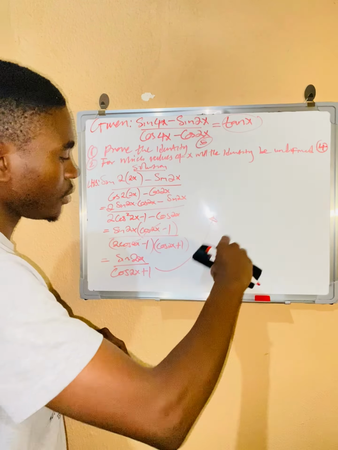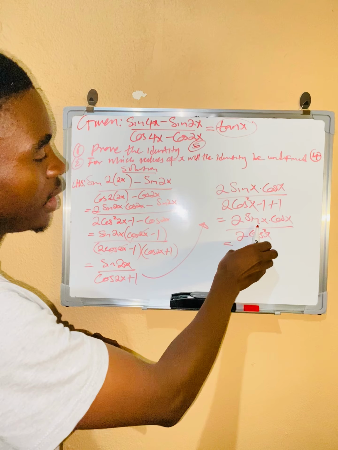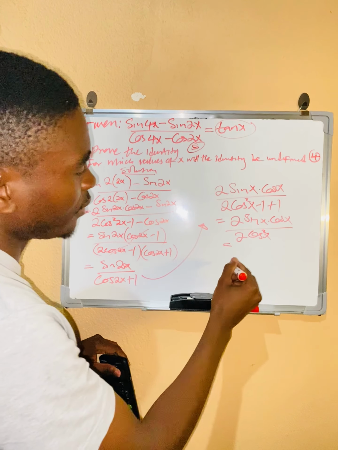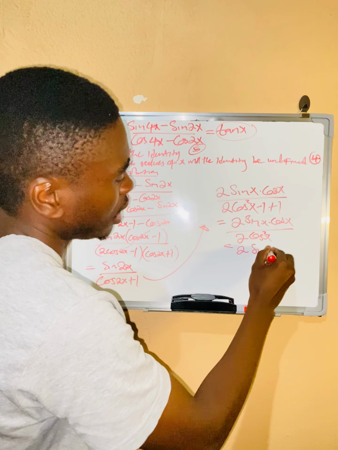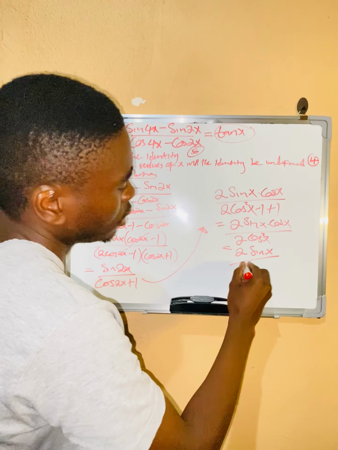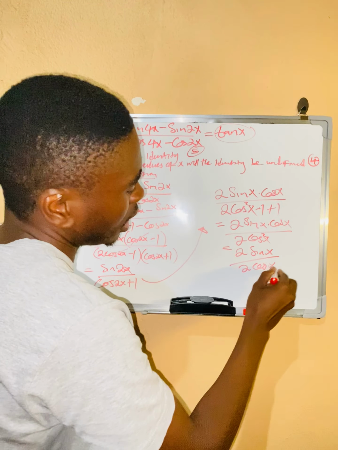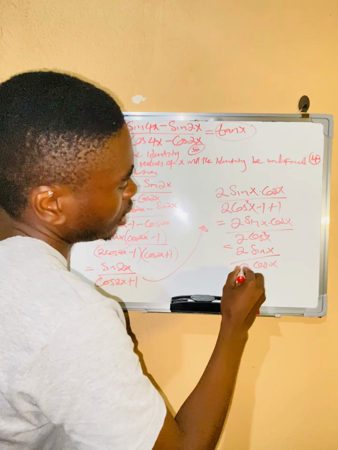Now what do you have? This cos is going to divide one cos here. You're going to be left with 2 sine x divided by 2 cos x. These two are going to divide each other. You're going to be left with sine x divided by cos x, which is equivalent to tan x. So that's how you solve your question.